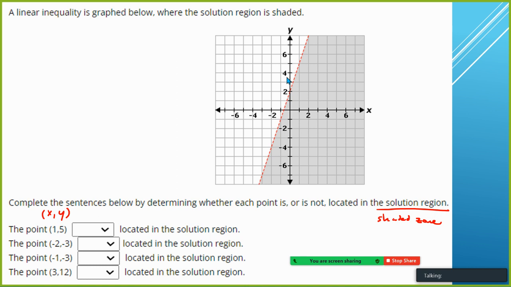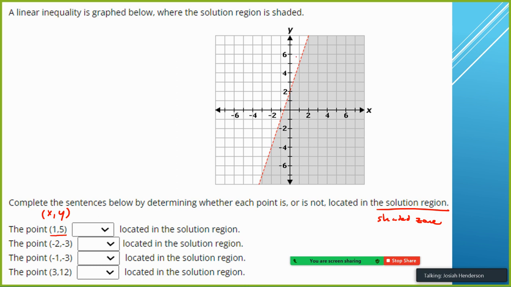What was the question? I'm looking at the first point they gave us right here, 1 comma 5. Does that point lie in the gray zone, in the non-shaded white zone, or on the line itself, on the red dashed line? I think it's in the white. No. Yeah. This is kind of a tricky one.